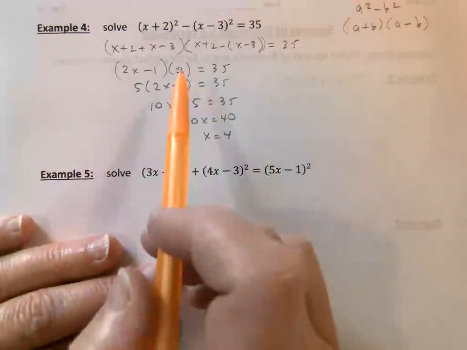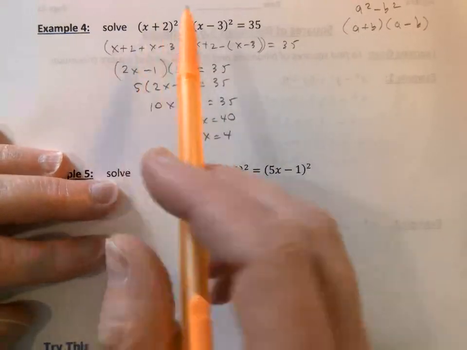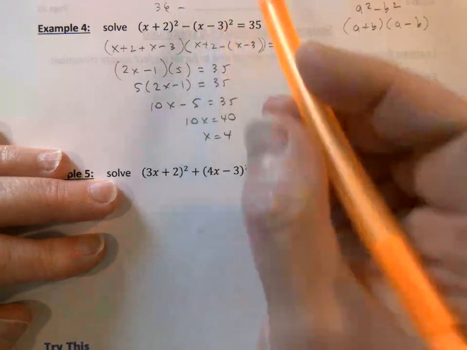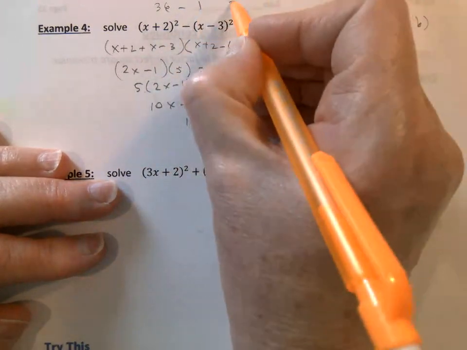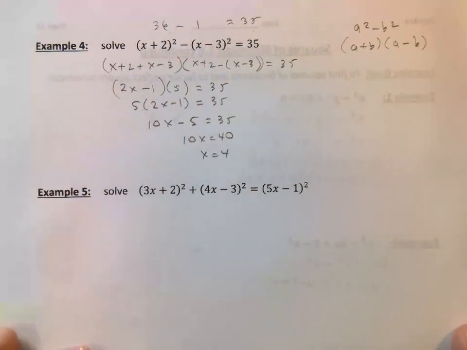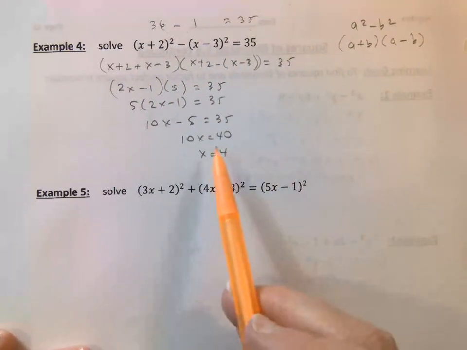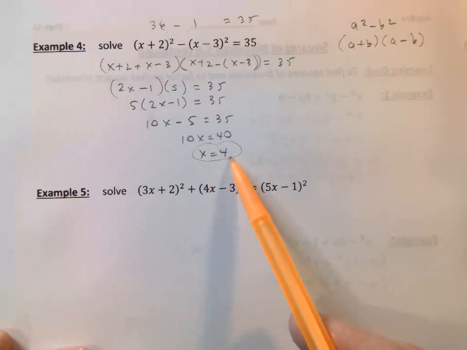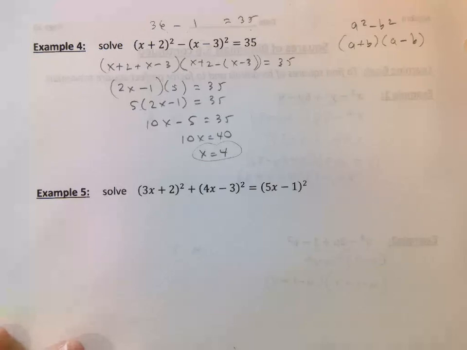Let's try that. 4 plus 2 is 6. 6 squared is 36. 4 minus 3 is 1. 1 squared is 1. And 36 minus 1 is equal to 35. Okay, so it checked. So if you get an answer, even if it's kind of obvious because it's a nice integer, plug it in and make sure it works.